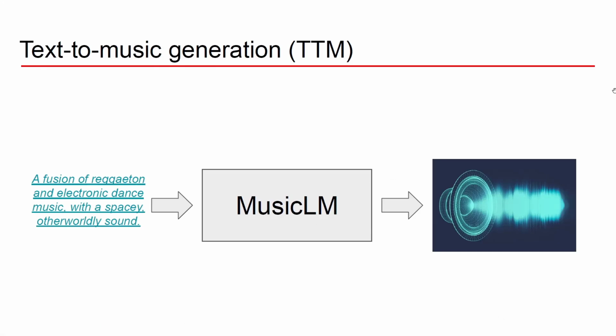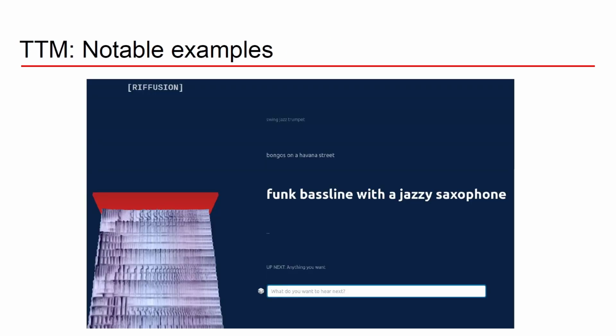Text-to-music generation is by no means new, and over the last couple of months, three months, there have been a lot of papers and systems released in this area. A couple of notable examples. One is Riffusion, which uses Stable Diffusion, so diffusion models, to generate audio via spectrograms. There's a demo of Riffusion as well, so you can go to the Riffusion website and try it out for yourself.